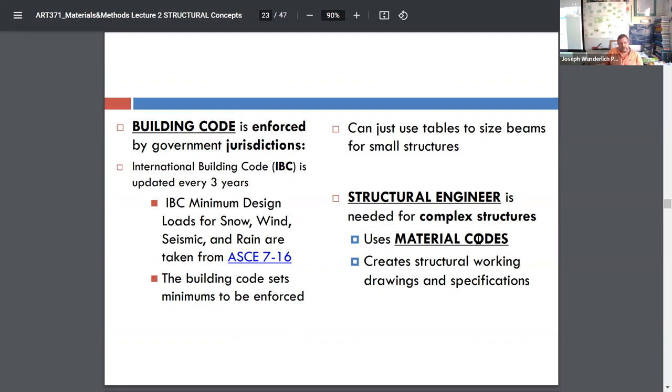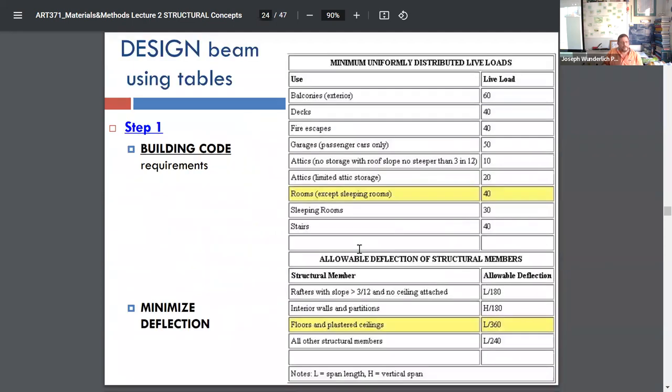Some places will. Use material codes, and so each of the concrete organization and the steel organization have their own manuals, and then the building codes refer to those manuals. The engineers certainly know what I'm talking about, and wood also. So, design a beam using tables.